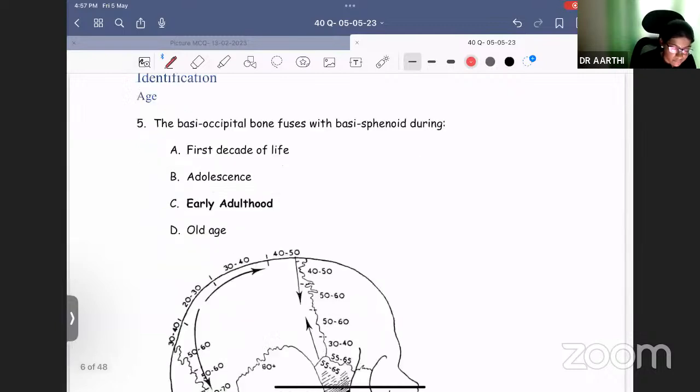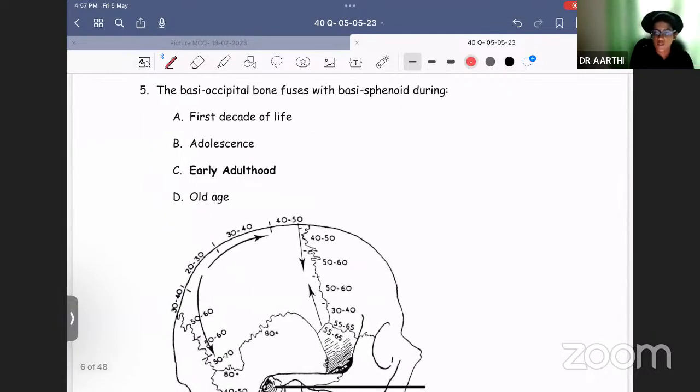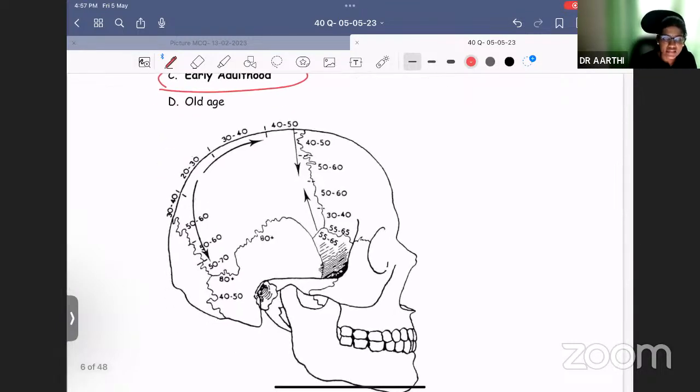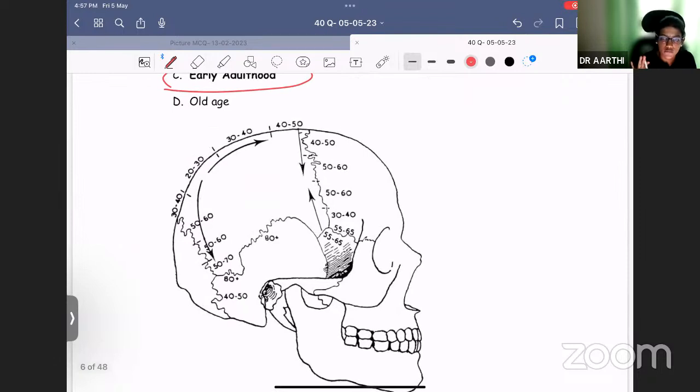Okay, now next. Age from basiocciput. Basiocciput is one bone in the skull which we keep looking for, mainly when we are saying whether the person is in early adulthood or not. The other skull joints fuse like this. You don't have to remember all the numbers. If you are going to study today, don't try to cram in all these things.